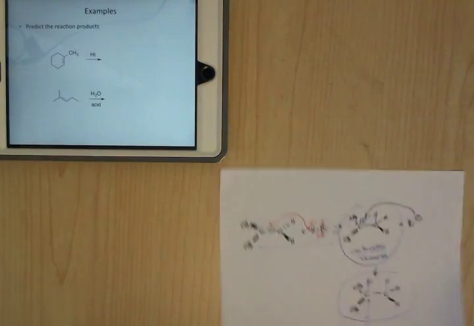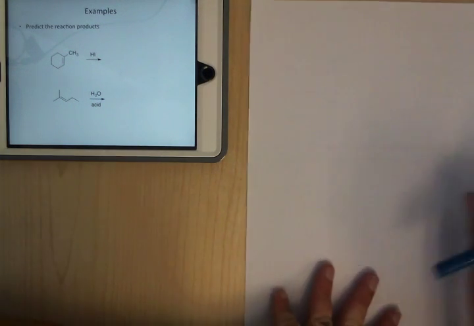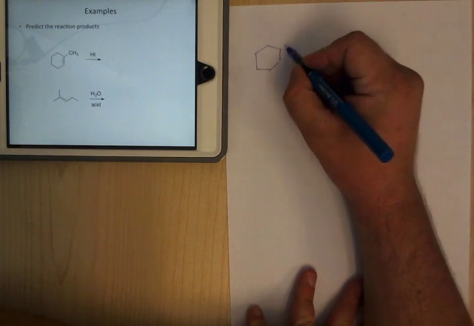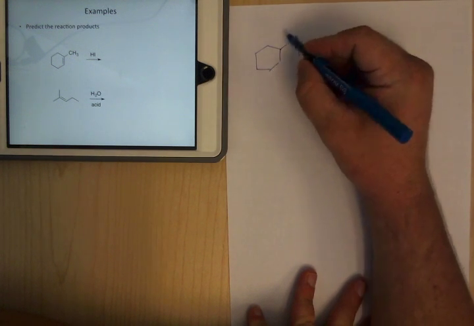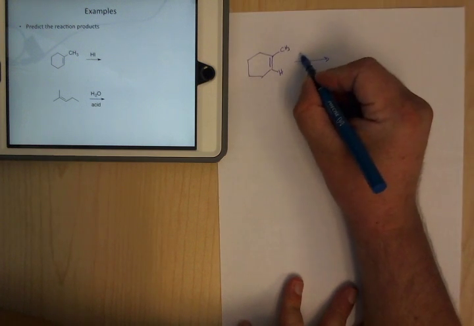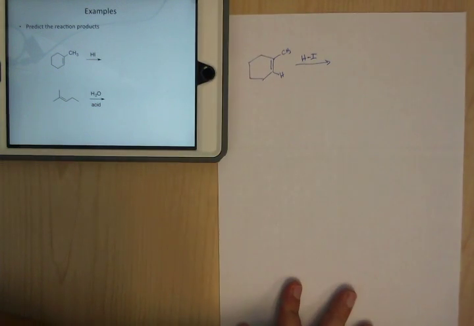Okay, so predict the product. You're going to get sick of these by the end of the course. Okay, so here we go. So there's a hydrogen. Notice I put it above the arrow, so that means it's the important one.